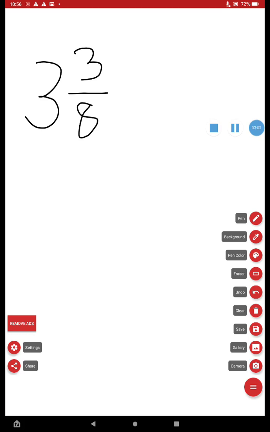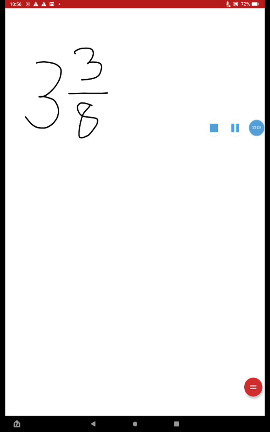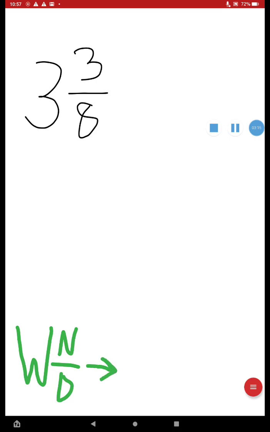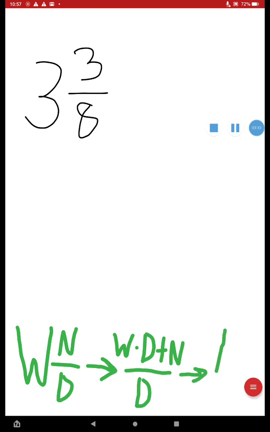Now, when I do that, remember, it's been a while since we studied fractions, but we learned this procedure. I'm going to write it down at the bottom. My whole number and my numerator over my denominator gets changed to where my denominator is still on the bottom, but now my top is my whole number times my denominator plus the numerator, okay? And that's what gets me my new improper fraction where the numerator is so much bigger than the denominator.